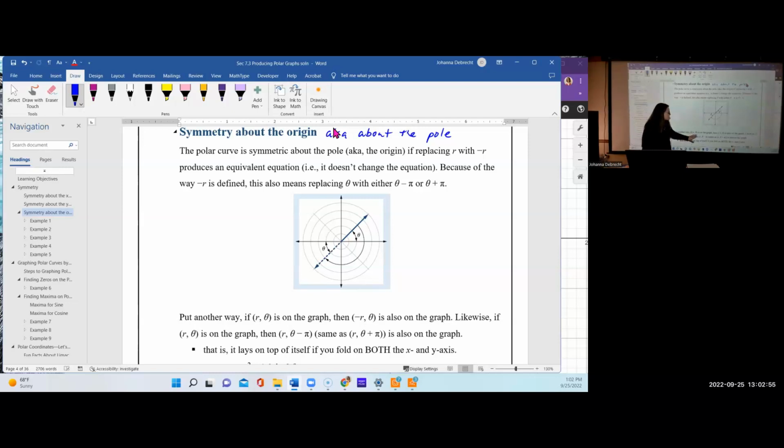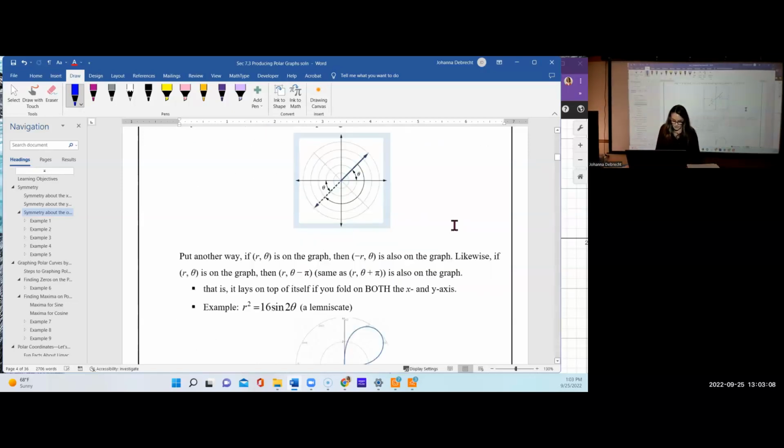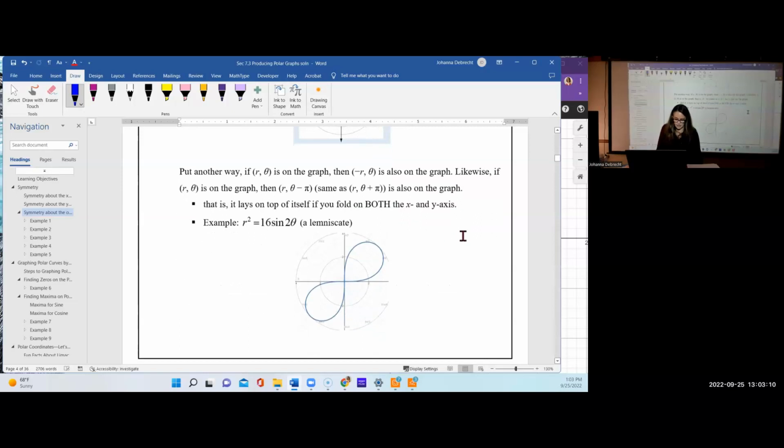So if (r, θ) is on the graph, then (-r, θ) is on the graph, and (r, θ - π) or (r, θ + π) is also on the graph. All right. So when we're looking at these, here's an example of one. This is called a lemniscate, which has that figure 8 pattern. And you can tell from the equation you have r squared. So when you replace r with negative r, you clearly get the same thing, and you get this sort of graph right here.